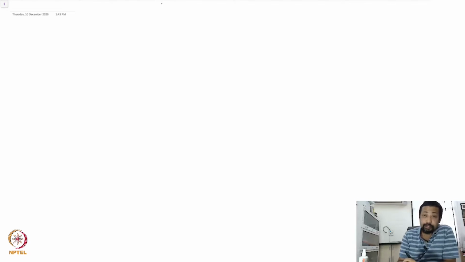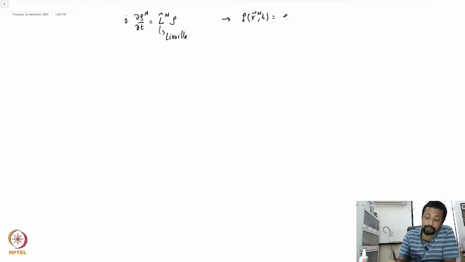So we determined the dynamical equation for the probability density, which is ∂ρ/∂t = -iL̂ρ, where this is the Liouville operator. And the solution to this equation is ρ(xN, t) = e^(-iL̂Nt) ρ(xN, 0).